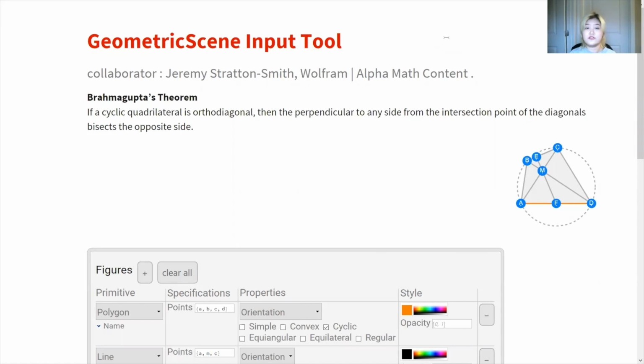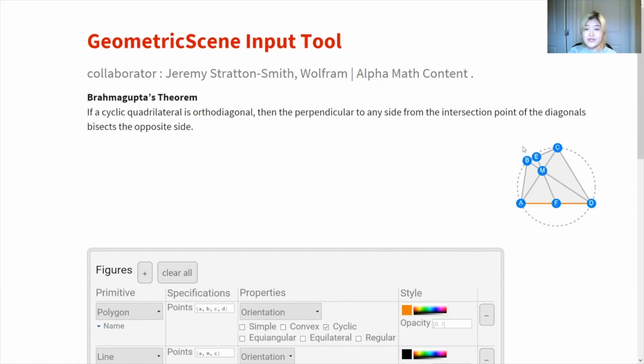As you may know, geometric scene is a synthetic way to represent a geometry theorem or a construction. And this tool can help people that might not be familiar with the syntax of geometric scene and get them started using some interactive selections to produce a scene. And this tool is a collaboration of me and Jeremy Stratton-Smith, and he is from the math content team at Wolfram Alpha. So now I'm going to show this tool with an example of constructing this theorem.